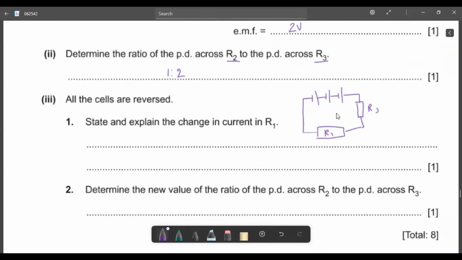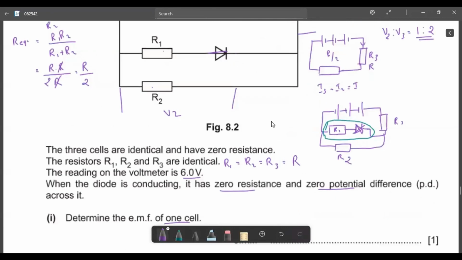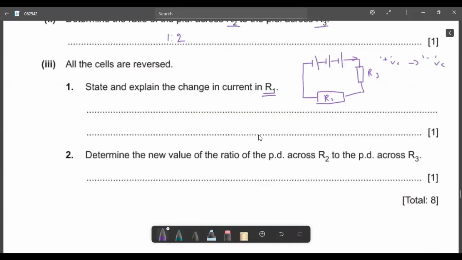And the current flow will always be from positive to negative. Current will always flow from positive to negative. In this path, it will be flowing. There is a change in current in this way. And through R1, there will not be any current as your diode is not conducting. This path will be open and the current through R1 will be 0. There is no current through R1.